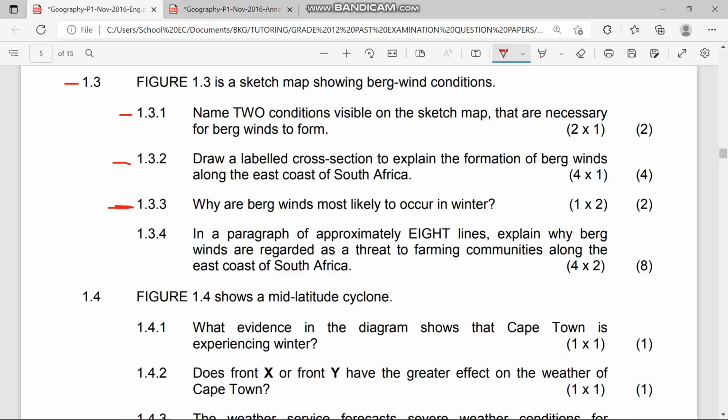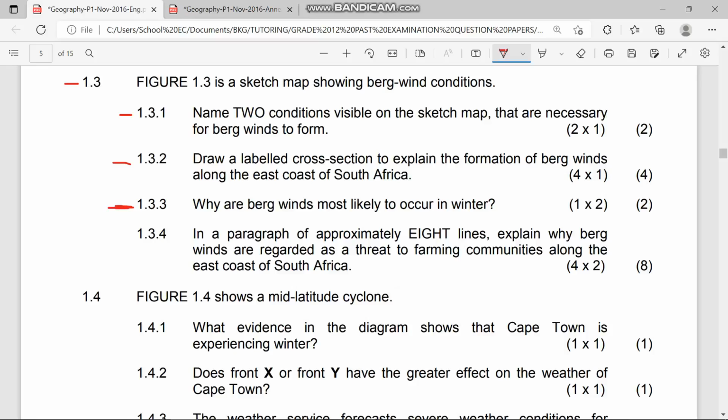Question 3.3 says, why are berg winds most likely to occur in winter? So why do berg winds occur in winter? 2 marks. The reasons are: in winter the Kalahari High is dominant, as you know.